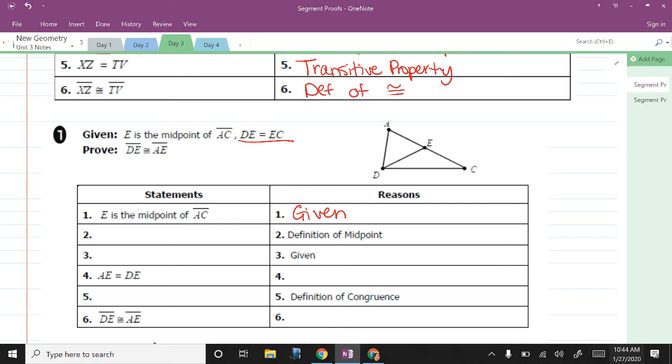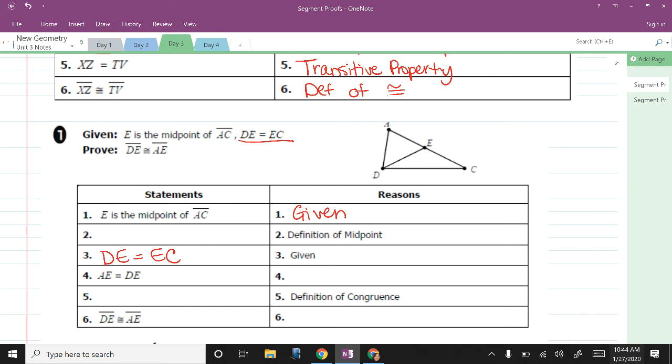So if they split up the given, go ahead and find where they do that and copy it, okay? Sometimes they do that. I don't like it when they do that. I like to give all my givens at once, but some people don't. So if they split your given, go look for the other given and fill it in.